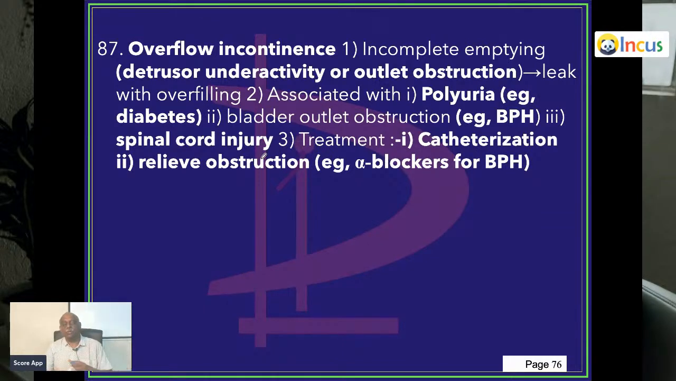Now comes overflow incontinence. Whenever there is any detrusor underactivity or outlet obstruction, incomplete emptying that leads to overflow incontinence, with the leakage after the overfilling. So, when do you get this?